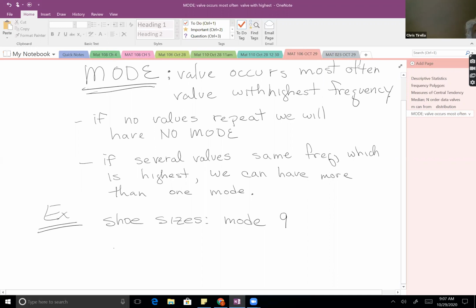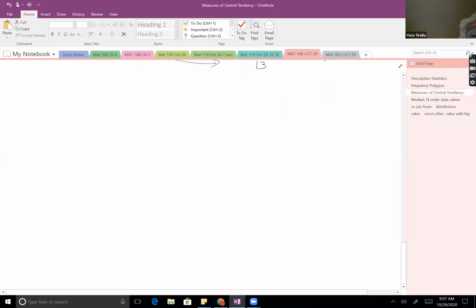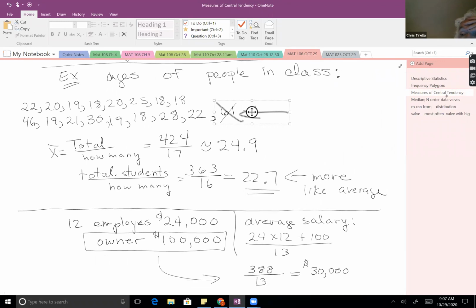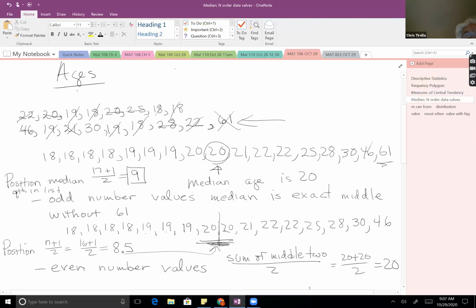If instead we look at our ages, and I think, oh, did I go too far? Our ages, I'm going to cheat a little bit and look at when they're in order. I think it's a little bit easier to see. We have 4 18s, 3 19s, 2 20s. Yep, I think that the mode age is 18, right? There were more people who were 18 than any other age.